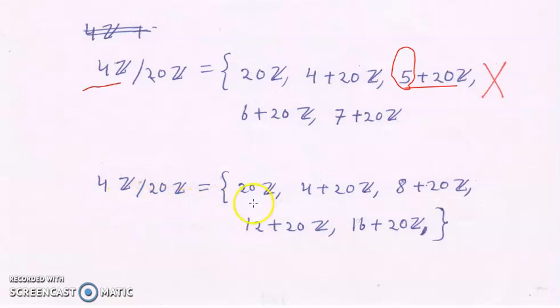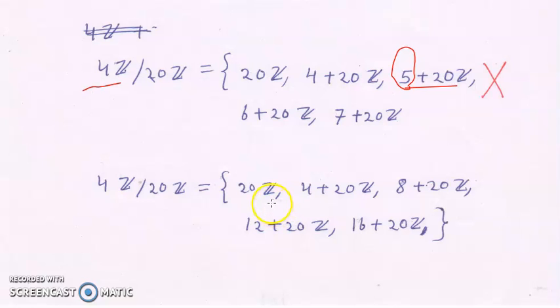So what is the correct way of writing? 4Z upon 20Z. One coset is 0 plus 20Z. Another coset is 4 into 1 plus 20Z. This coset is 4 into 2 plus 20Z. This coset is 4 into 3 plus 20Z. This coset is 4 into 4 plus 20Z. Now 4 into 5 plus 20Z means 20Z plus 20Z, which will give us 20Z.